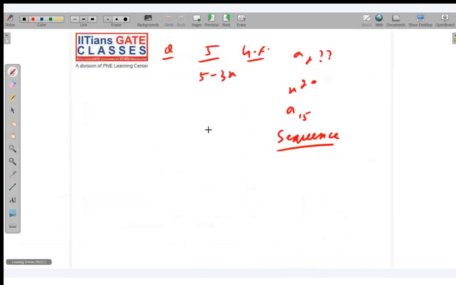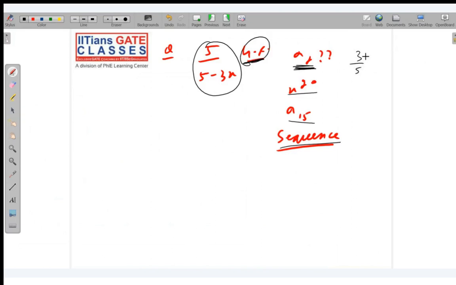Okay. So next is 5 upon 5 minus 3x. This is the generating function given. We want to find the numeric function, the x power 20 coefficient, a15, and the sequence. The generating function will have 3 by 5 power r. We want to find the numeric function, which will be 3 by 5 power r multiplied by 5.